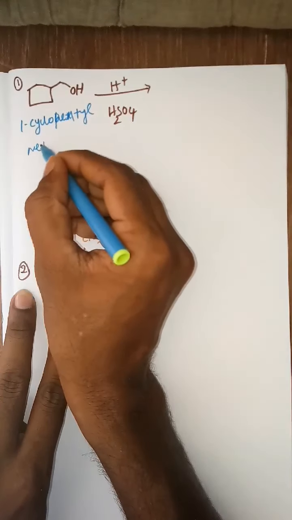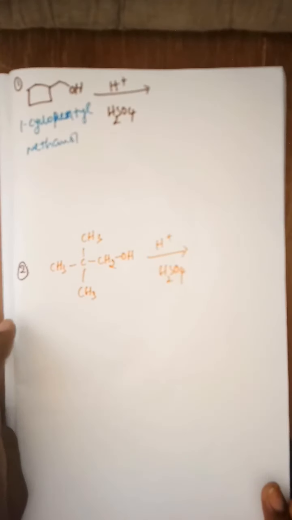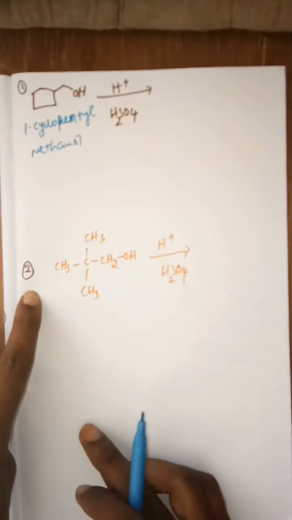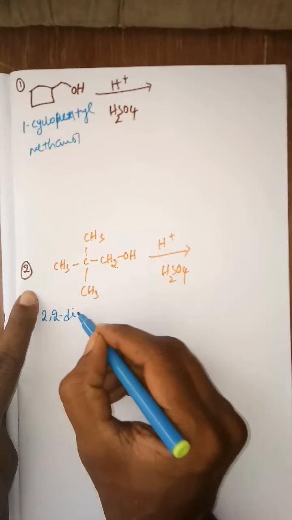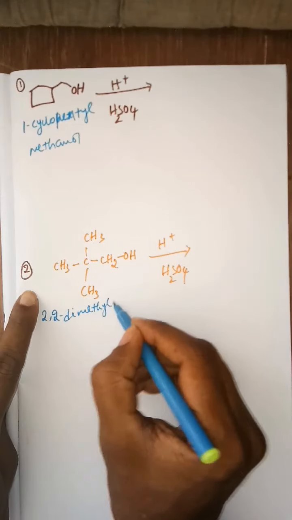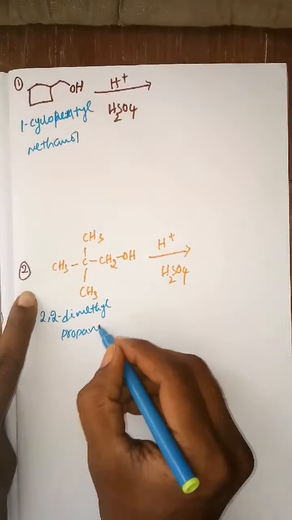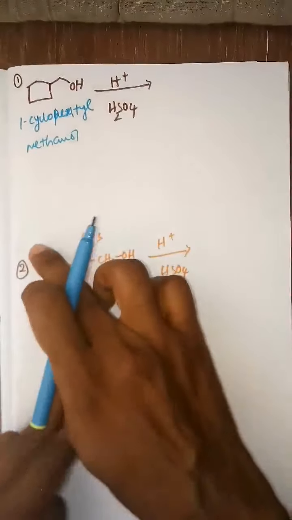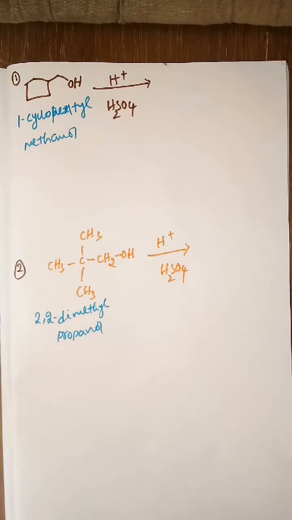Cyclopentyl methanol, 1-cyclopentyl methanol, and 2,2-dimethylpropanol. These two are examples for you.